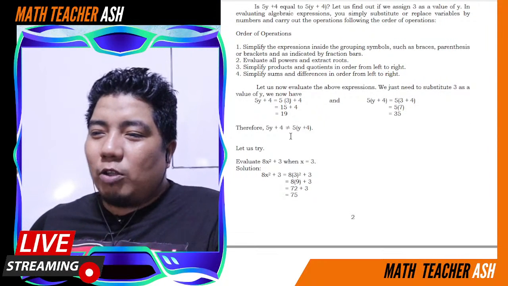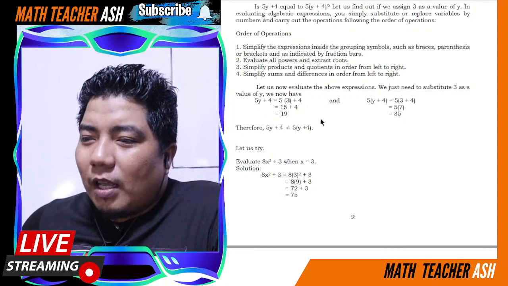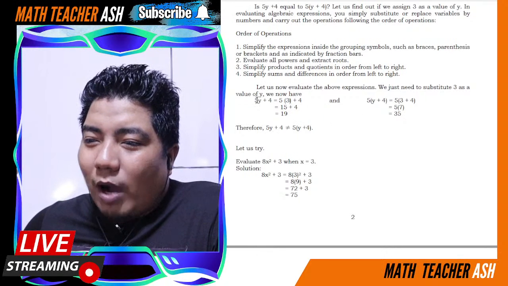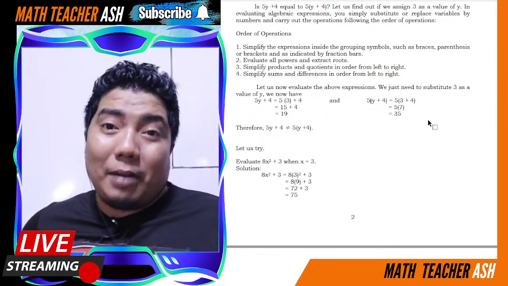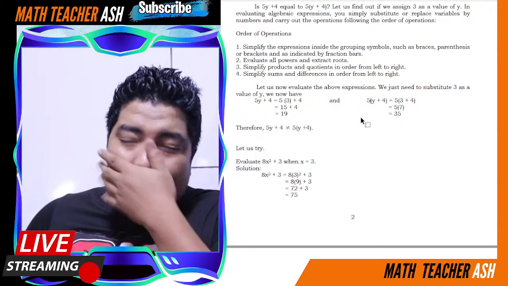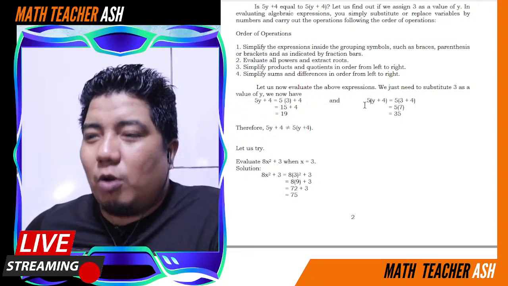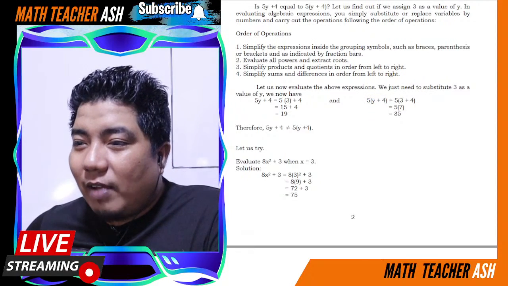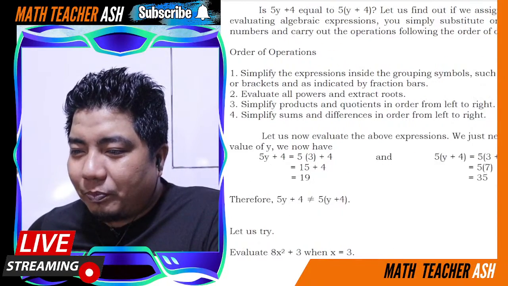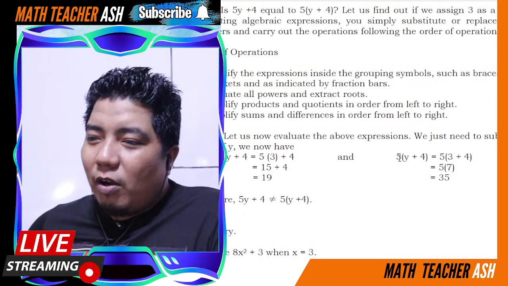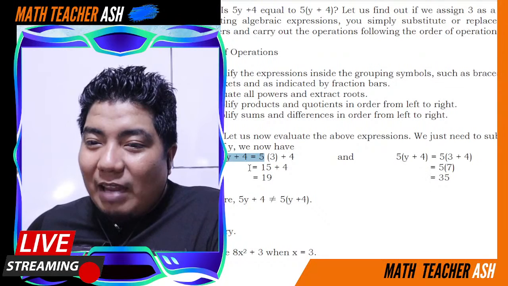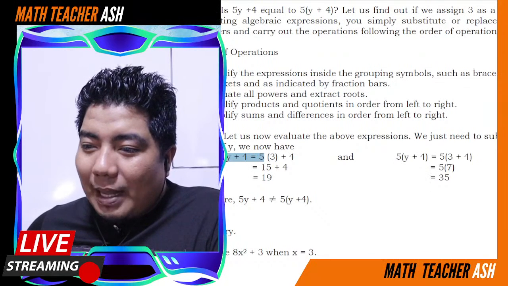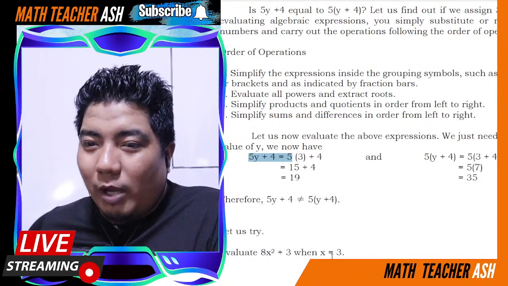Okay. Now, ito naman ang tanong. Can we say that 5y plus 4 is equal to 5 times the quantity y plus 4 with the same value of y, which is 3? Okay. So, ito naman daw ang given. Palaki natin konti. Okay. So, we have here 5 times the quantity y plus 4. Kanina, ang ginawa natin, 5 plus y. Tama? Okay. 5 plus y.